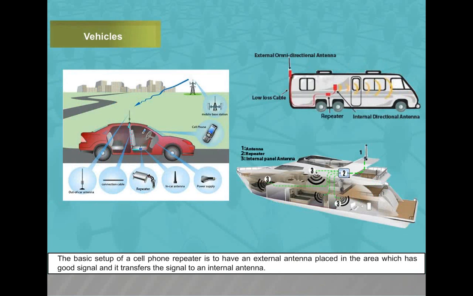Vehicles. The basic setup of a cell phone repeater is to have an external antenna placed in the area which has good signal. The internal antenna takes the repeated signal and broadcasts it to the area which is not receiving cell phone signal.